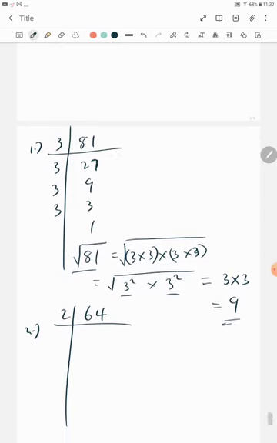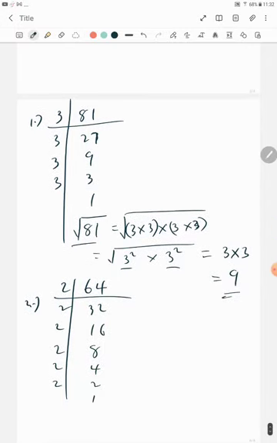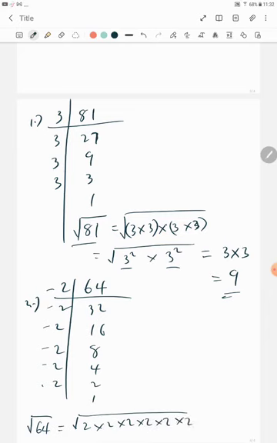So I can begin with 2, that will be 32. Continue with 2, 16, 2, 8, 2, 4, 2, and then 1. So when you look at this, I have my root 64 equals to square root of how many 2? 1, 2, 3, 4, 5, 6. So let's write as 2 times 2, 3, 4, 5, 6.